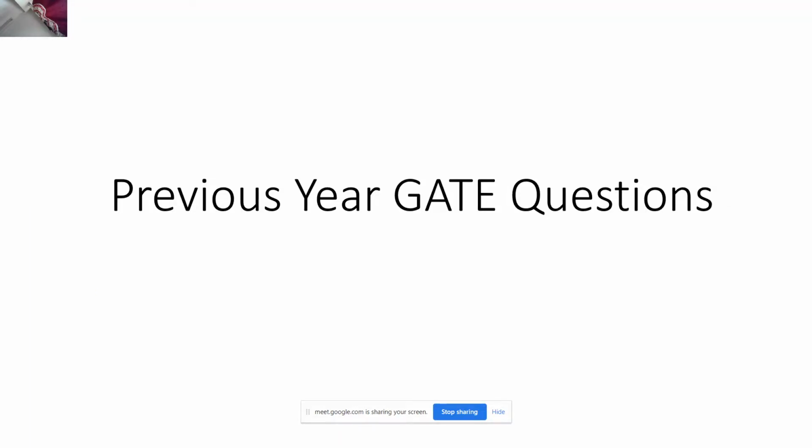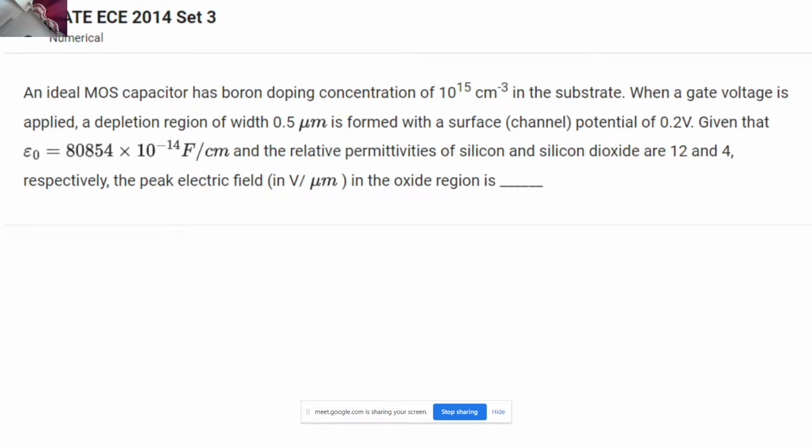So very good. Now we will solve a few previous year GATE problems. This was the first question that had been asked in GATE ECE 2014. An ideal MOS capacitor has boron doping, so it is P type, right? The concentration was given as 10 to the power 15. When a gate voltage is applied, the depletion region of width 0.5 micrometer is formed, correct?